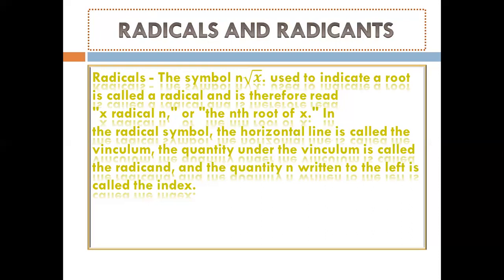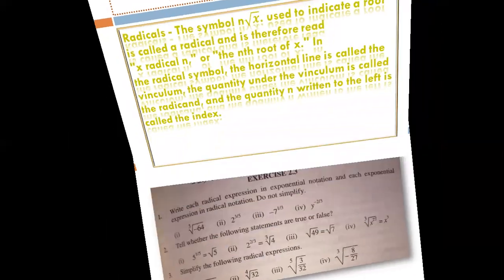Radical: the symbol n under root x, used to indicate a root, is called the radical and is read x radical n, or the nth root of x. In the radical symbol, the horizontal line is called the vinculum. The quantity under the vinculum is called the radicand, and the quantity n written to the left is called the index. N is the index, the square root sign is a radical, and x is called the radicand.